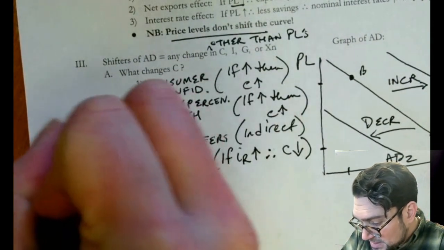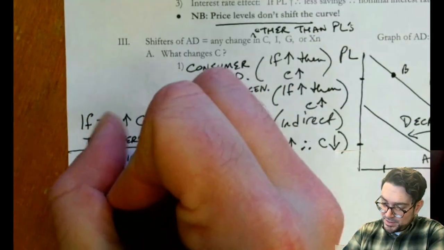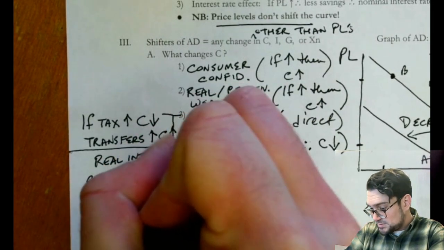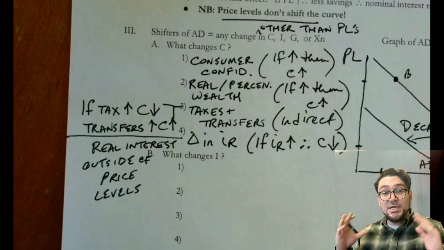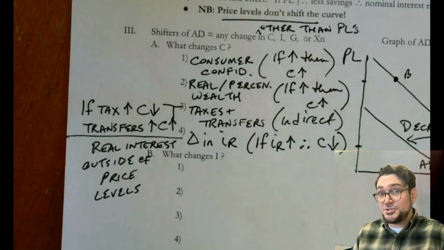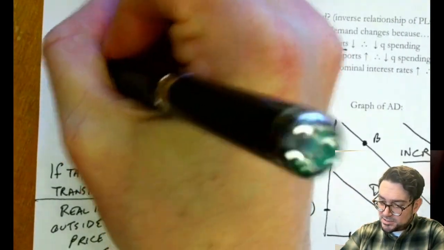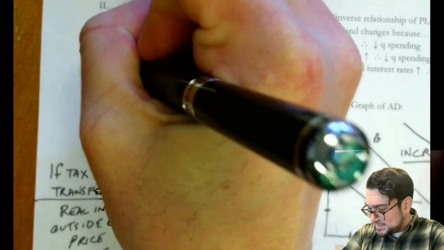And that's basically saying if the interest rate were to change outside of what we talked about up here, this would be real interest outside of the price levels. And there could be other reasons why the interest rate might change that's separate from, right, inflation. So this is kind of saying up here, these all start with a change in price levels.